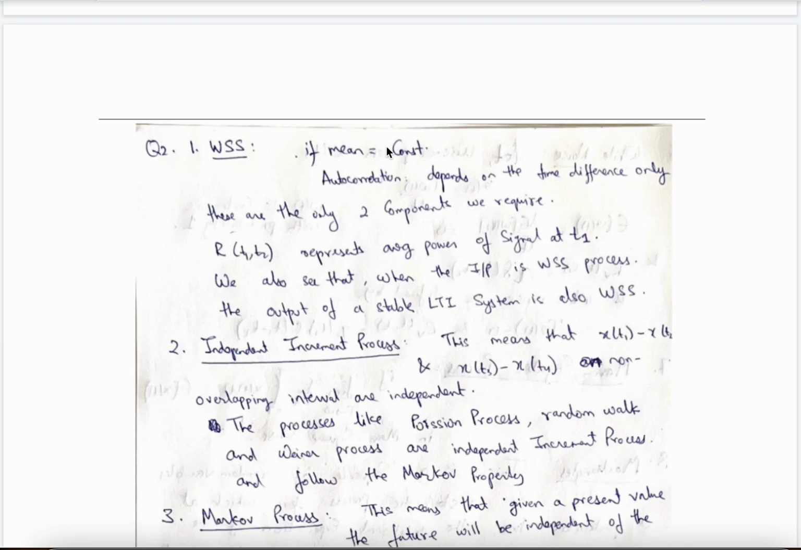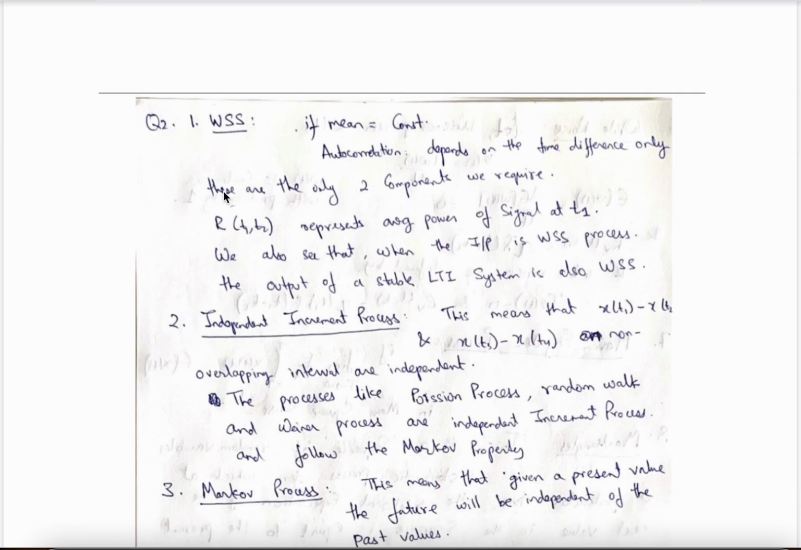If the process has a constant mean and autocorrelation depends only on the time difference, then the process is said to be WSS. These are the two components that are required. So R of t1, t2 represents average power of the signal at t1. We also see that when the input is a WSS process, the output of the stable LTI system is also WSS.